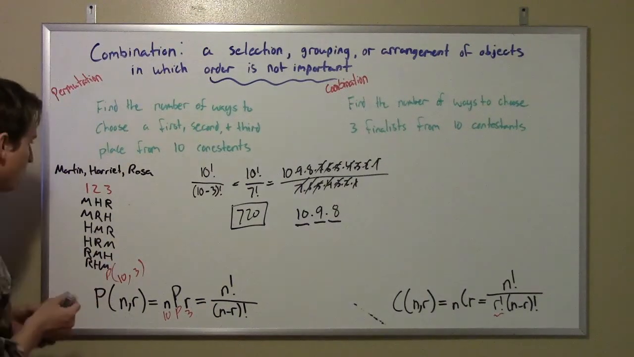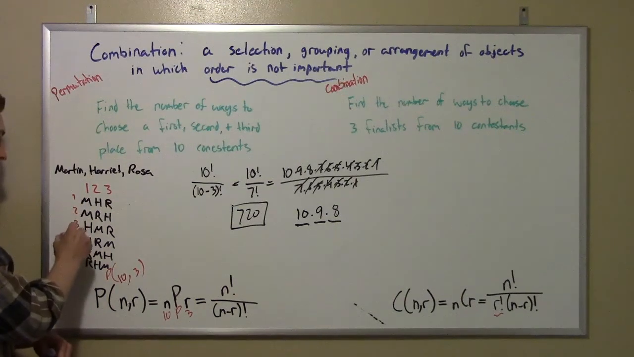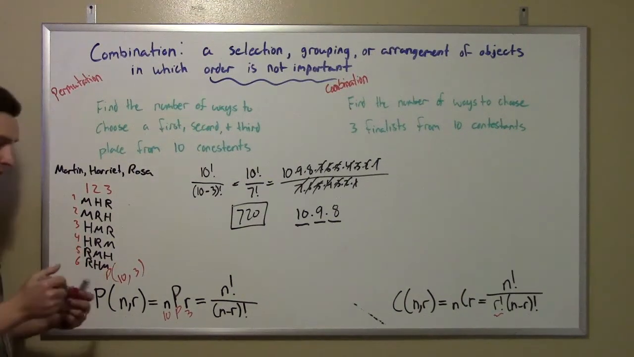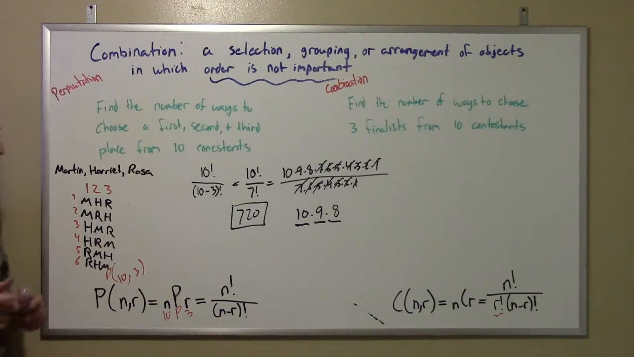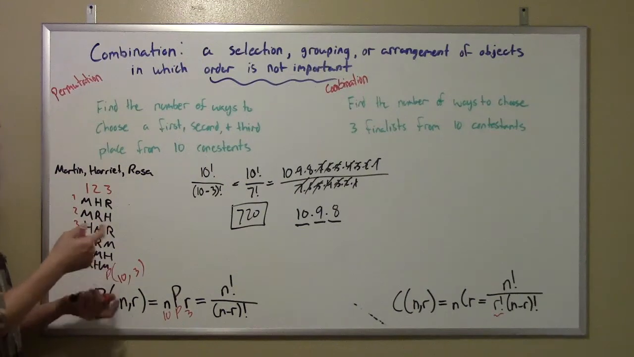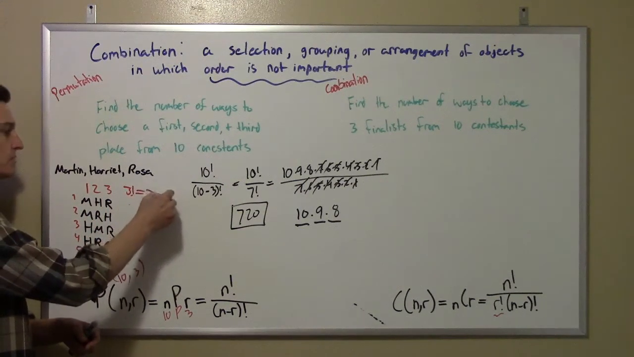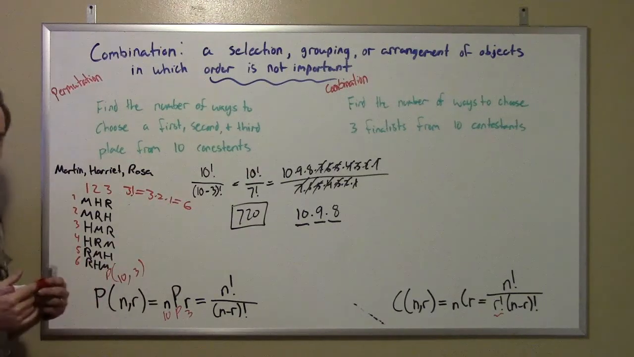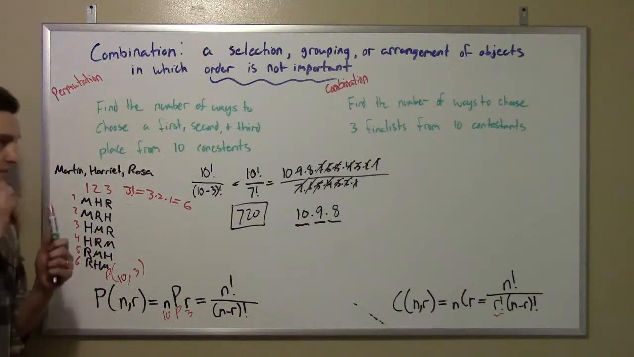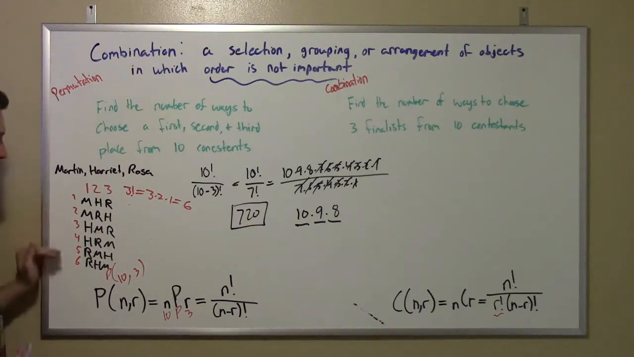Okay, so how many different ways are there to order just 3 people? 1, 2, 3, 4, 5, 6. There's 6 different ways to do that, right? Which makes sense, because how many different ways are there to order 3 people if order matters? There's 3 factorial ways to do that, which is 3 times 2 times 1, which is 6. Okay, so just in one group of 3, there's 6 different ways to arrange that single group of 3.